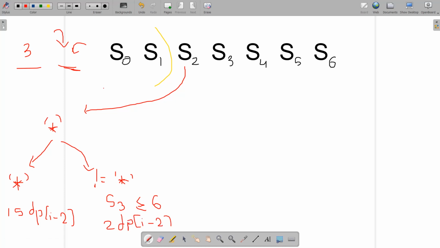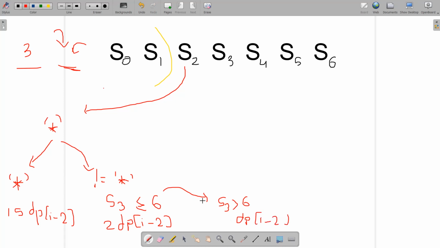And there is one more case, if S3 is greater than 6. If S3 is greater than 6, I need to go with the previous value. Okay, this should be wrong. So we have like 27, then we need to go with this one, right? Only this one. Yes, if S3 is going to be greater than 6, go with the previous value, dp of I minus 2 only. So this is the case.